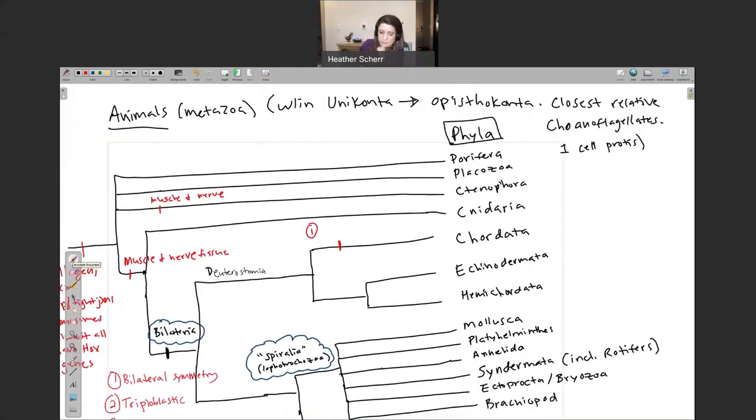The only ones you need to know. The only synapomorphies I'm going to write on here are for Chordata. For the other ones, like the basic characteristics of the group, I will give you a description and then you'd have to identify the group that I'm talking about, the phylum or something underneath it.